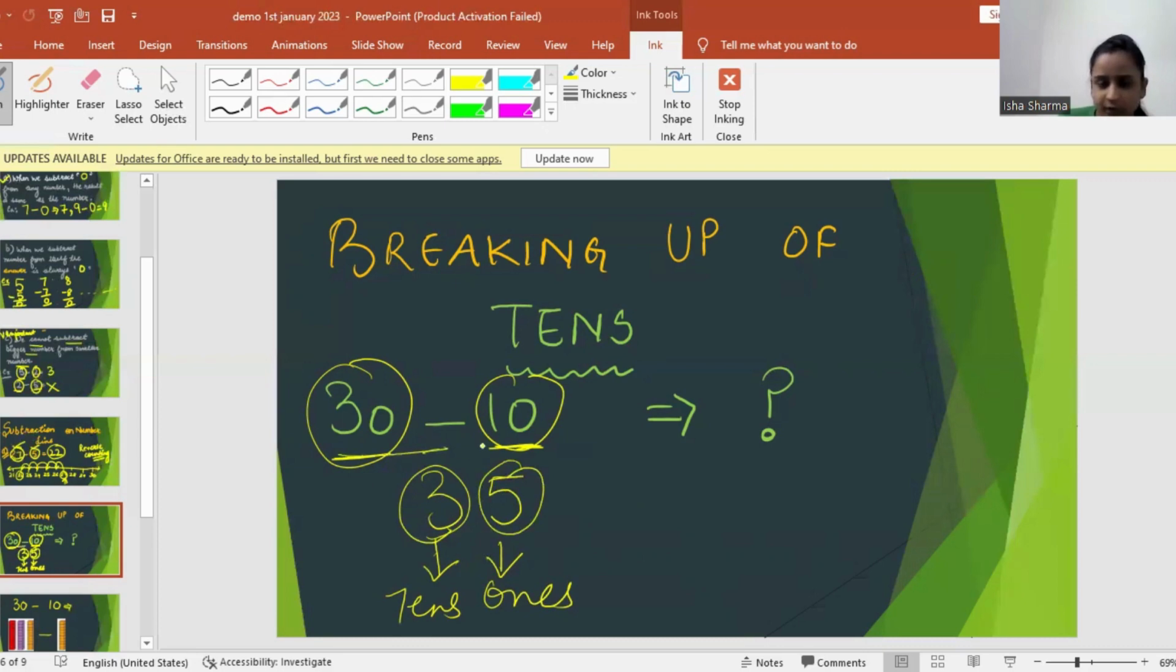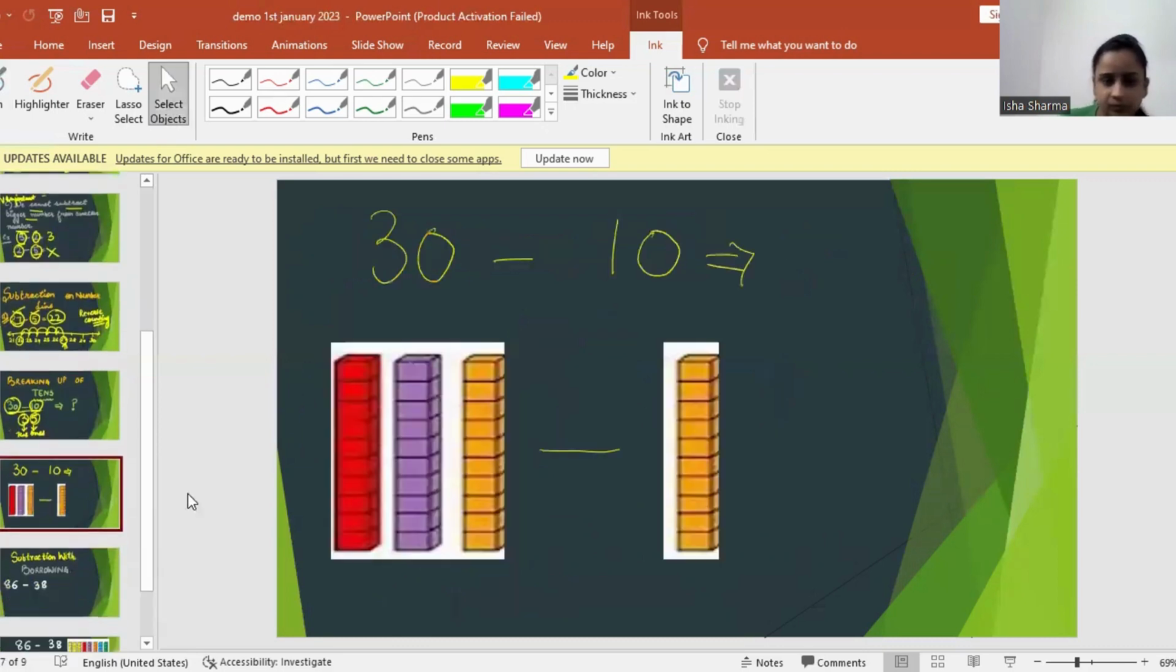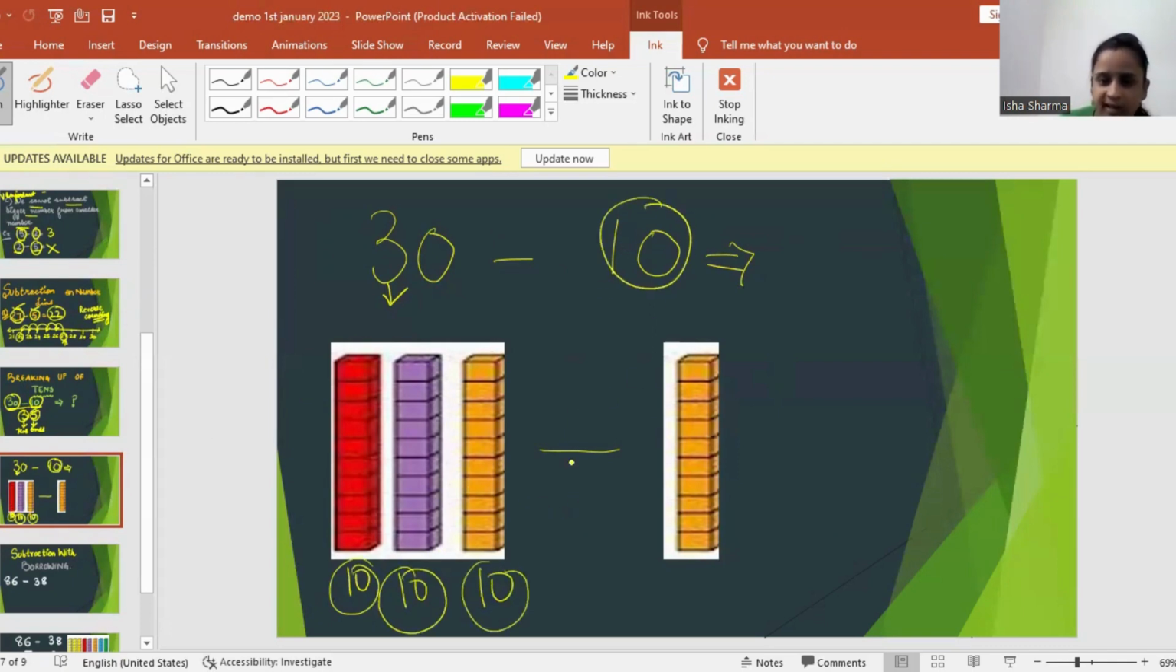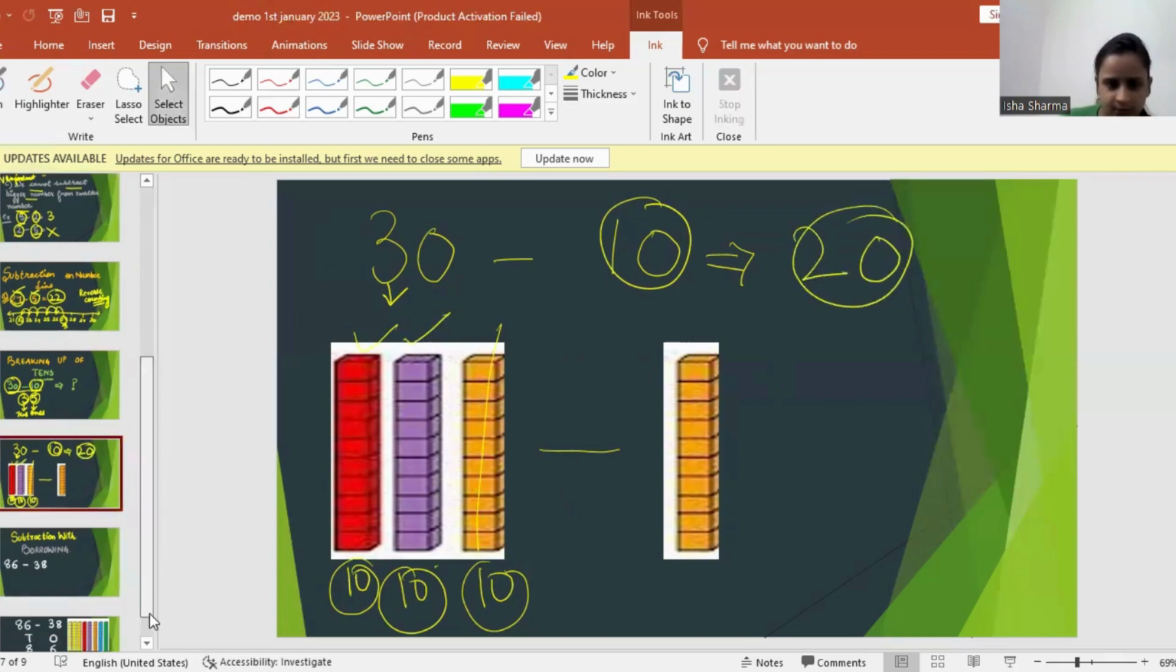In the same way, we will do 30 minus 10. 30 means there are 3 tens. 3 tens means this is a block of 10, this one is a block of 10, and this one is also a block of 10. So there are 3 ten blocks, right? I'm going to subtract 1 ten block from the 30. If I cut 1 ten, how many tens are left? 2. So that means 20 is the answer.